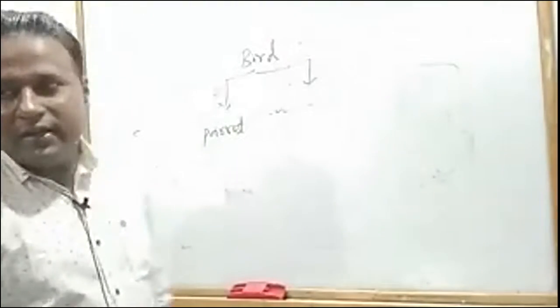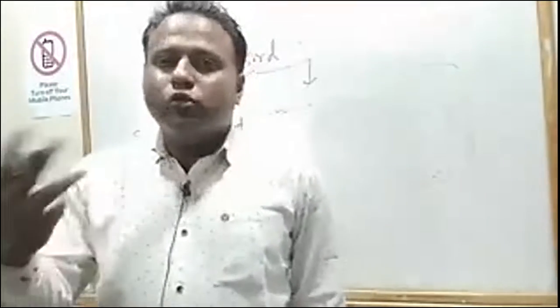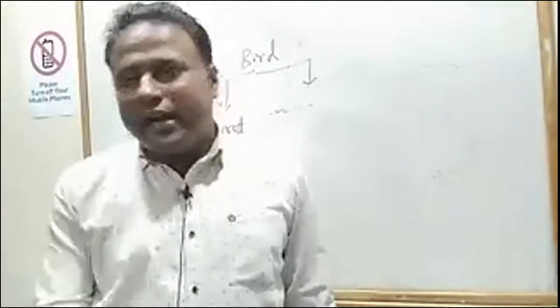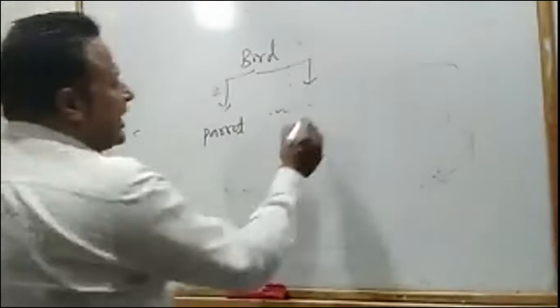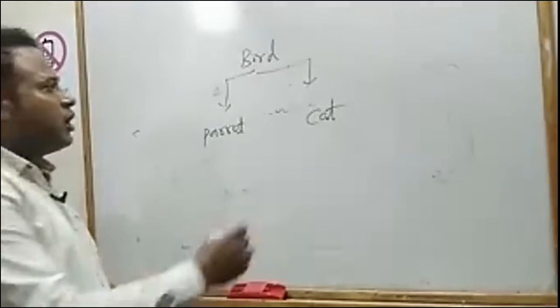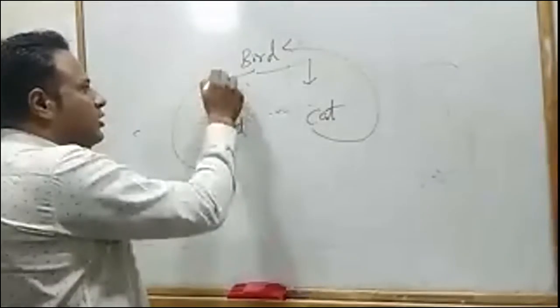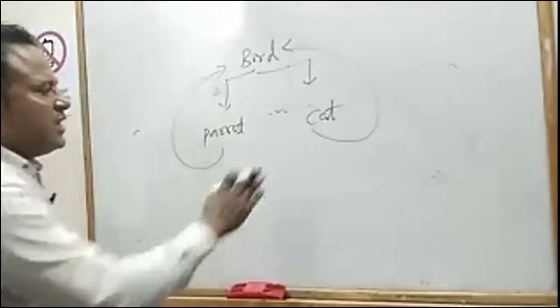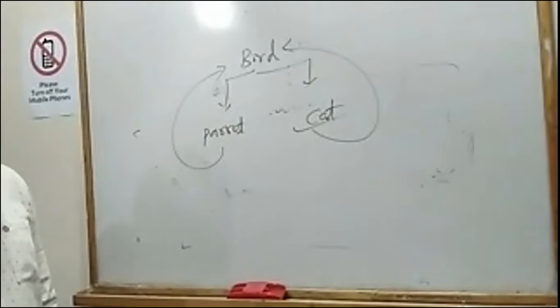Why is it a bird? The bird has wings and they can fly. They have two legs. So they are called a bird. We can't say the cat belongs to the bird. Parrot belongs to the bird, yes, but cat is not a bird. Yes, cat is an object.